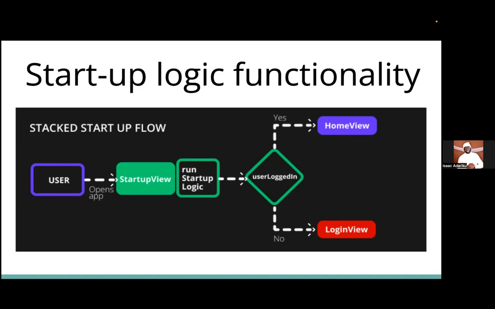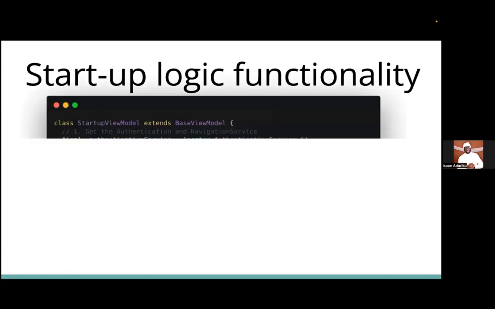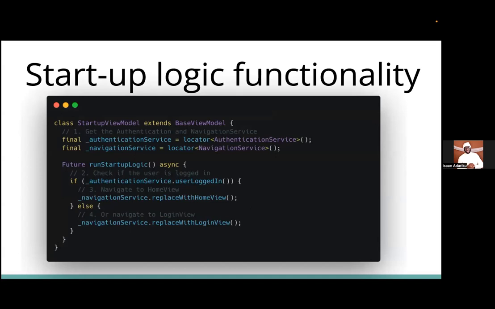Then we have a check in the startup logic where we check if the user is logged in. If yes, go to the home view, otherwise go to the login view. So if we were to see this in code in Stacked, we just have to write these lines of code in the view model, where we get the authentication service. Remember, as the app starts, it runs the startup view. So the run startup logic is executed and it checks if the user is logged in using the service, navigates to the home view, otherwise replaces with the login view. So this is how simple Stacked makes everything for you.